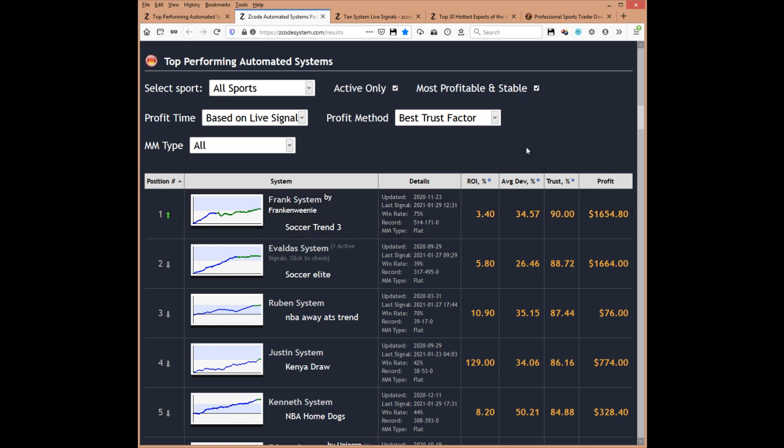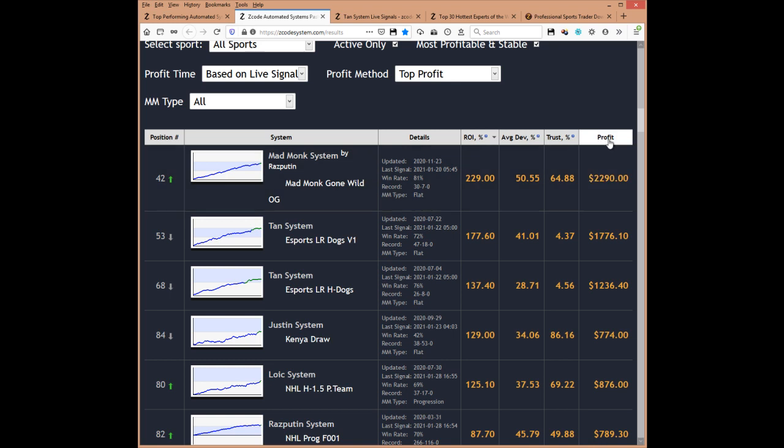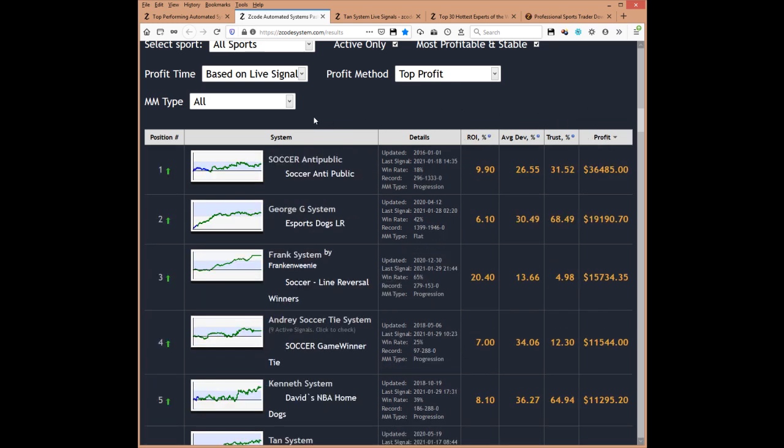All right, so that's as far as we go with respect to the profit method filter. Okay, we've covered those four. Now, finally, over here, after the profit type, we have the MM type, which means money management. Now, this will allow you to filter out systems that use flat staking versus a progressive style of staking. Progressive staking is good for loss recovery, but it can be riskier. So do keep that in mind. In this case, we're just going to leave it at all, which is the default. Okay, so let me sort that back to profit.